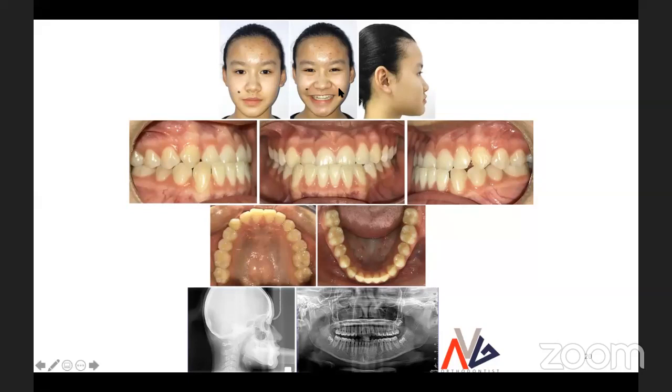You can see a big class 3 canine issue over here as well as over here, molars. But still, I did not want to extract in this case in the beginning. So I decided to first of all correct it with the bite turbos and the guiding, and then see whether we would still need to extract or not.